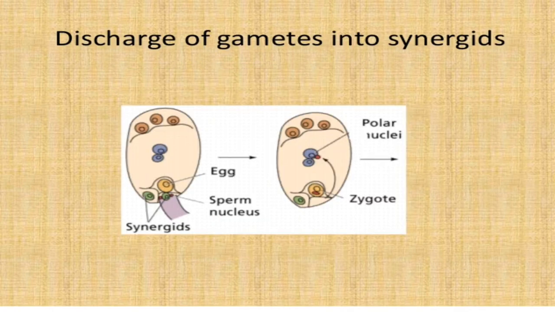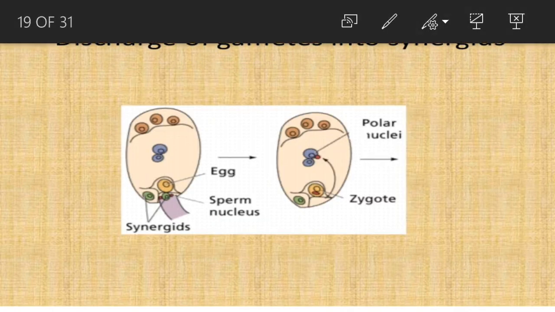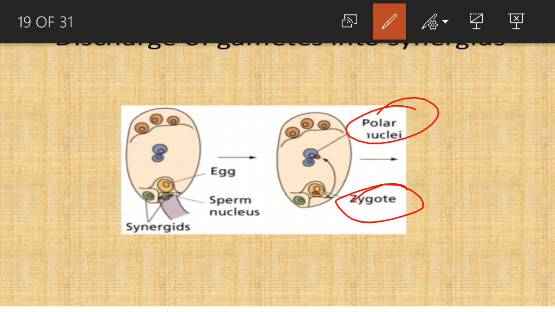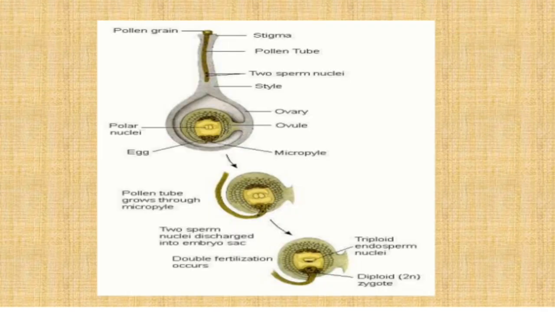Now this is the discharge of the gametes in the synergids. Here one male nucleus fuses with the egg to form the zygote, the other with the polar nuclei. So it's again the same diagram.